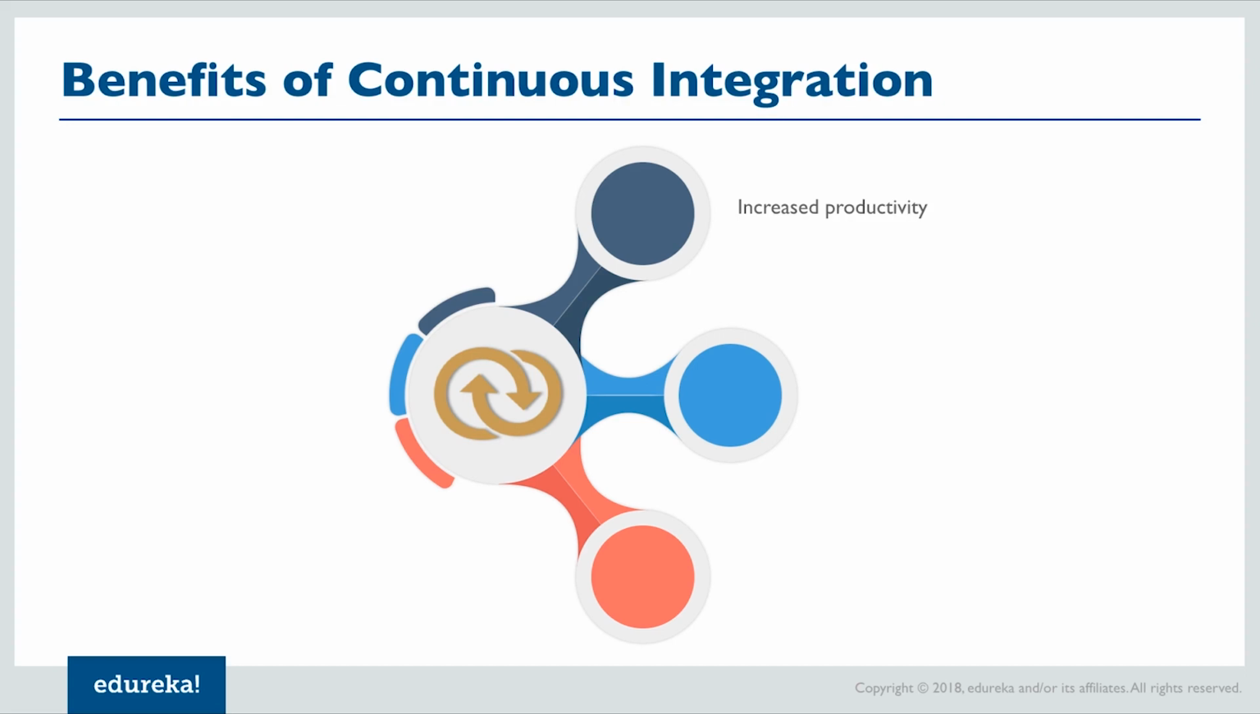So of course, we have increased productivity. It dramatically increases your overall productivity when you use continuous integration. It has improved quality, as we have spoken, because we have less human intervention. So that would mean less human error. And of course, reduced risk. Since you have less human intervention, once again, you have fewer chances of making an error. So now let's take a look at all these points in detail, one by one.